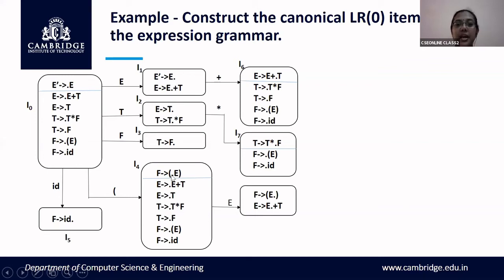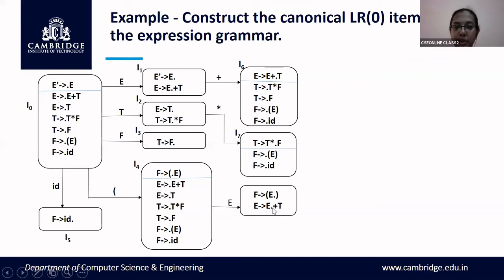F derives open parenthesis E dot close parenthesis and E derives E dot plus T. Check the first production rule. F derives E within parenthesis. Dot is followed by a close parenthesis. Close parenthesis is a terminal, so you cannot take closure of a terminal.